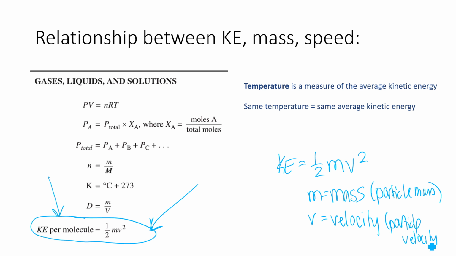So we'll see that when we have two gases that are at the same temperature, they'll have the same kinetic energy, but the one that has the larger mass, the heavier particles, will go slower, and vice versa, the lighter particles will go faster.